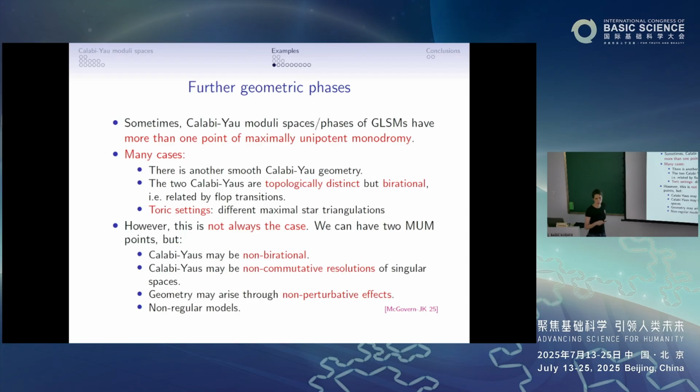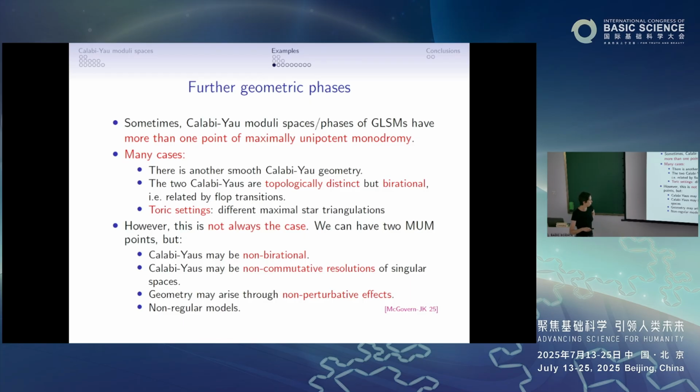And this is something that happens very frequently, for instance, in toric GLSMs. So you find another smooth Calabi-Yau geometry. The Calabi-Yau is topologically distinct but birational, related by a flop transition, and in the toric setting, this corresponds to having different maximal star triangulations. So this is very general, and these are not the examples I want to talk about.